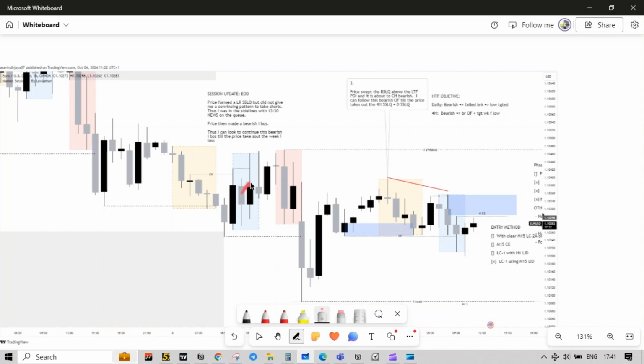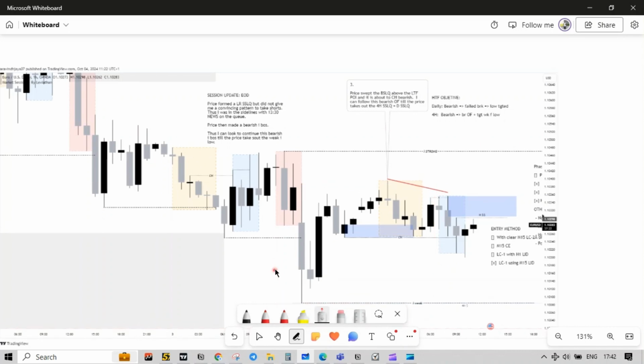As expected, London didn't make the high of the day, but New York just swept the London high and then choked bearish right here. Once the price choked bearish, I could look for shorts, but it was already the end of the session. I don't trade during the New York lull period. I had to leave my desk. I was expecting the drop to happen before the lull period, but it didn't happen, so I had to leave the desk without any trades.